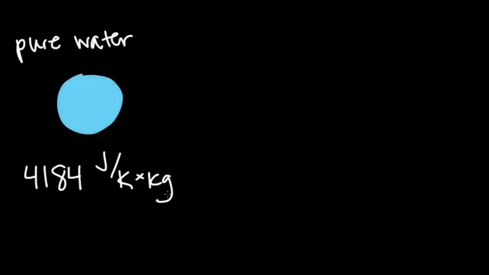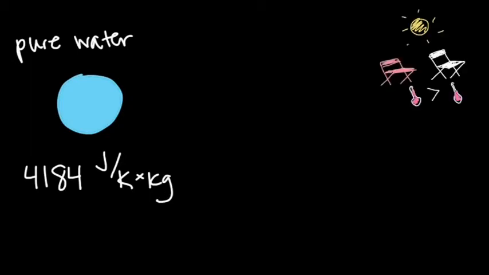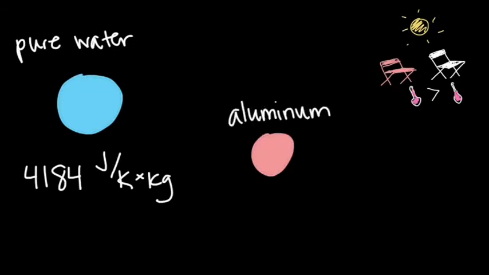So let's think back to our chairs at a barbecue example and how the metal chair is hotter than the plastic chair. Now, metal folding chairs are typically made of aluminum, which has a specific heat capacity of 897 joules per Kelvin per kilogram.